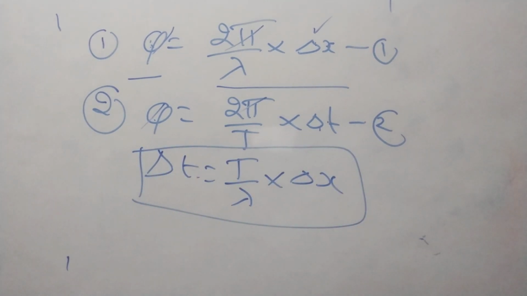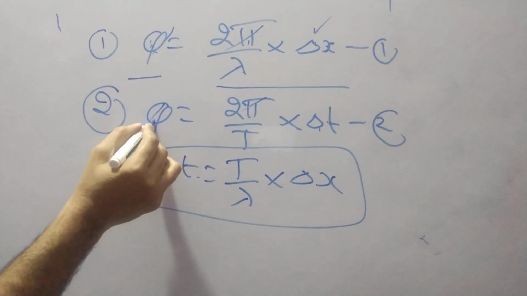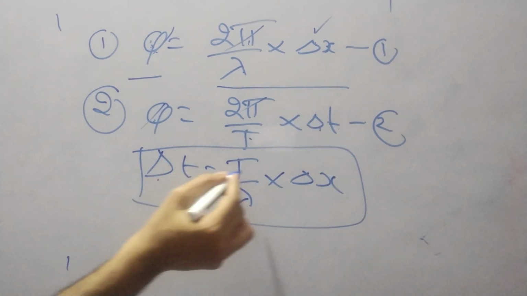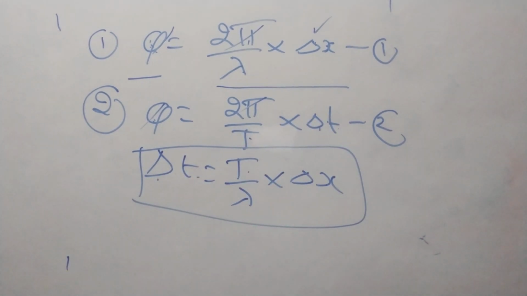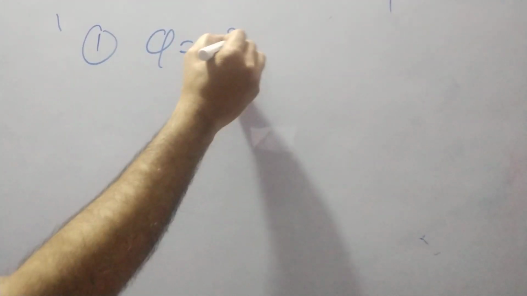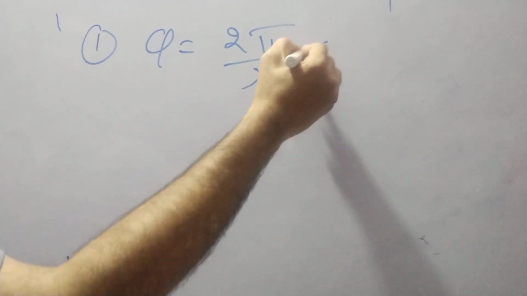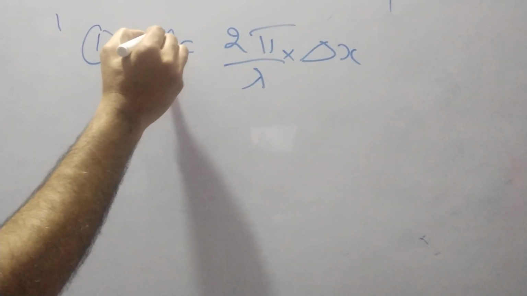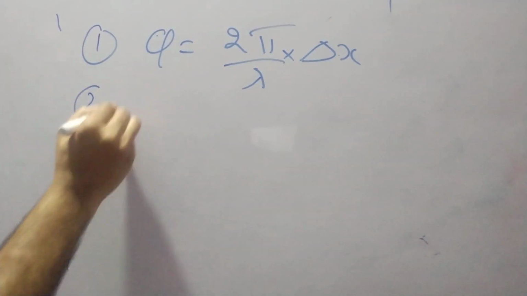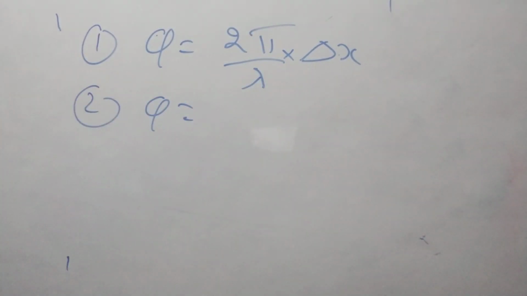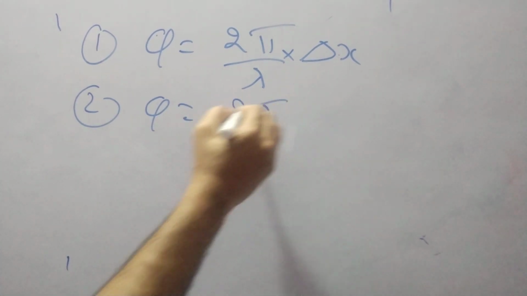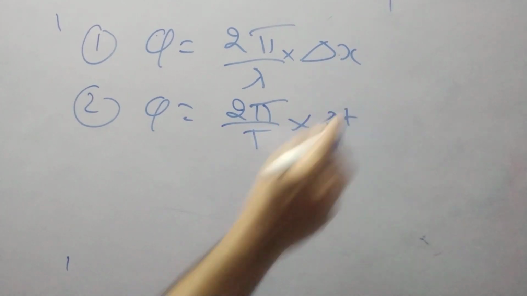Now we have three formulas. The first formula: phi equal to 2 pi by lambda delta x. The second formula: phi equal to 2 pi by T delta T. The third: delta T equal to T by lambda delta x. These three formulas are for path difference, phase difference and time difference. The first is phase difference with respect to path difference. Next is phase difference with respect to time difference: 2 pi by T into delta T.